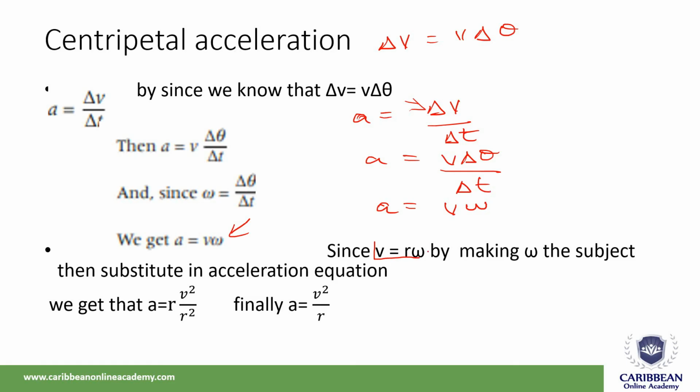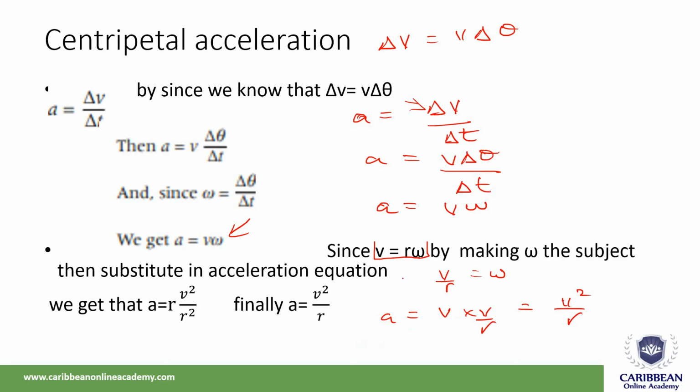But there's something that we can also pull back on. Here we have that relationship, that equation that links linear speed with angular velocity. So since v is equal to r times angular velocity, by making omega the subject, we would have v divided by r. So if omega is equal to v divided by r, we can substitute omega in that acceleration equation. So if we go ahead and substitute that, we would have v times v upon r, which will now tell us that the acceleration is actually equal to v squared upon r.